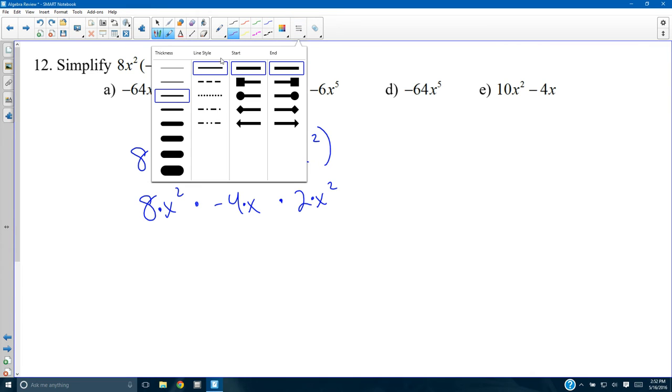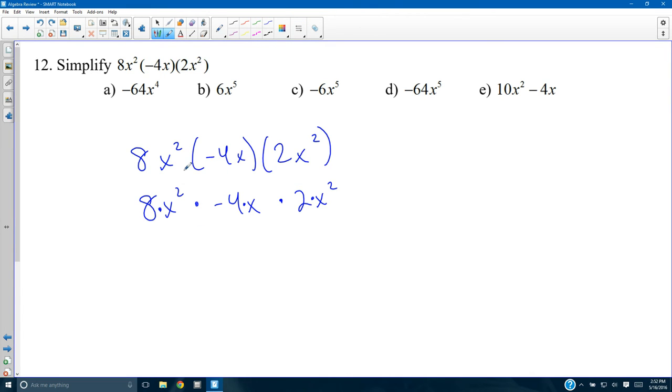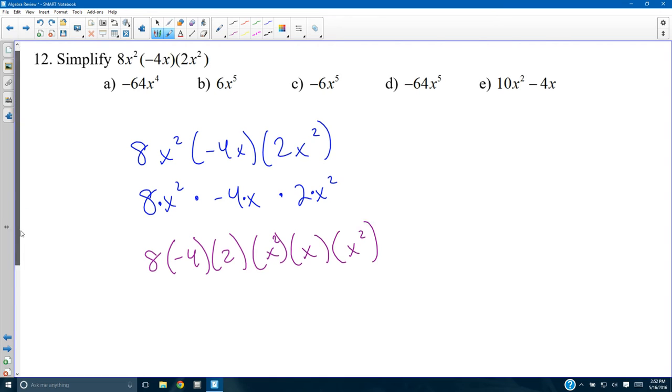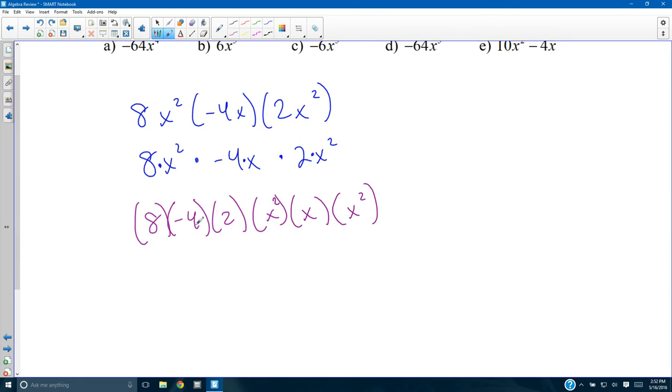So why don't we just reorder them? Meaning, why don't we get the numbers together? Let's get 8 and -4 together and 2 together. Then let's get x, and, sorry, I thought someone knocked on my door. Let's get x² and x² together, because now everything's where it needs to be to be multiplied.